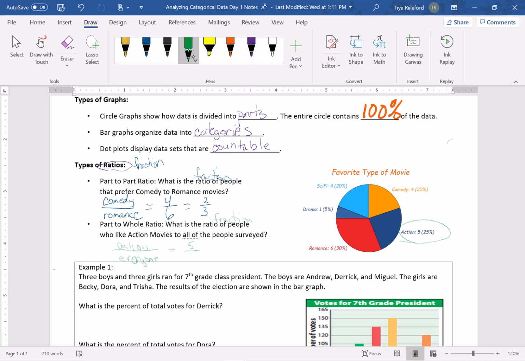Well, I have 5 action, 4 comedy, 4 sci-fi, 1 drama, and 6 romance. How many is that altogether? 20. And I know I can simplify by 5 and make it 1/4. Not too tough, right? You could also write the ratio as a percent, which is really nice because if action is 25%, everybody is 100%.